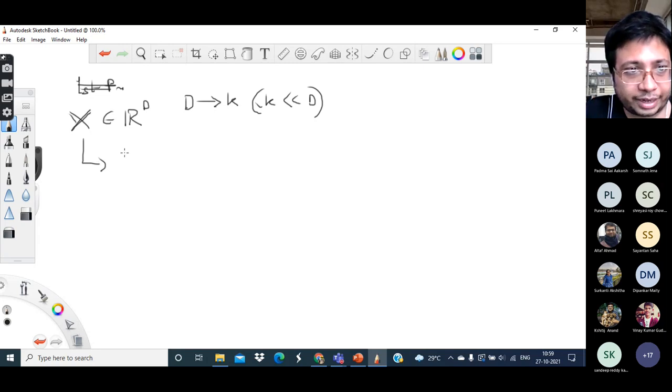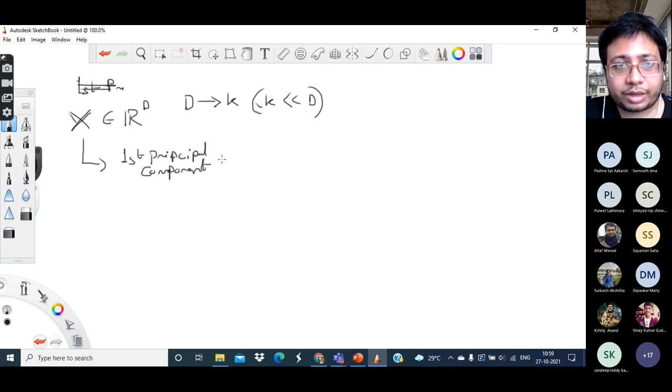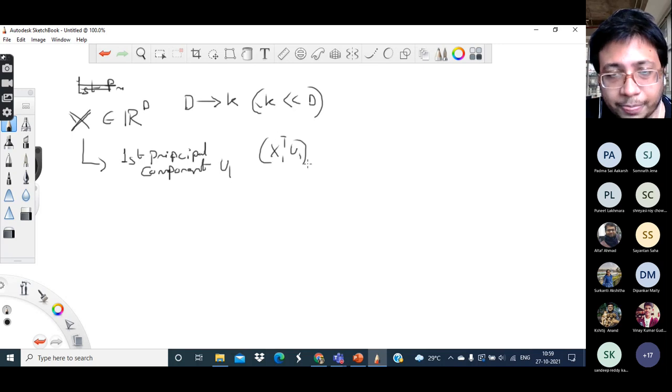So what do we first do? We first project the data along its first principal component, which is given by u1. So what happens to the data? Basically, the data becomes x1 transpose u1 times u1, then x2 transpose u1 times u1, etc.